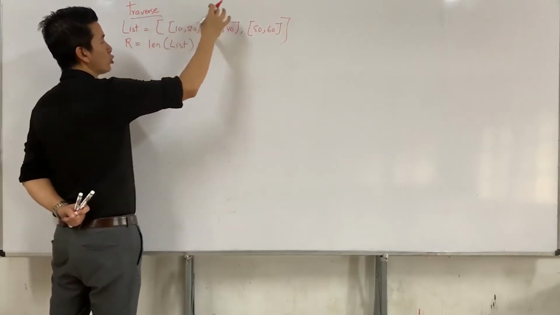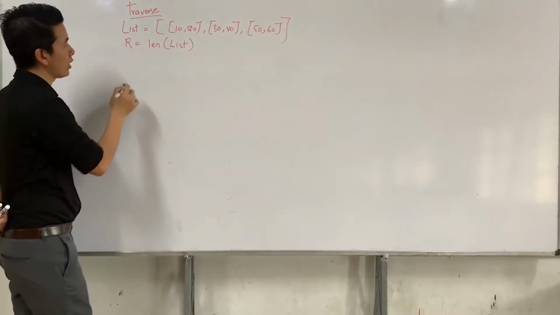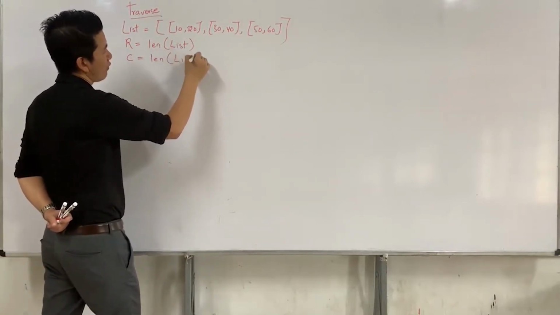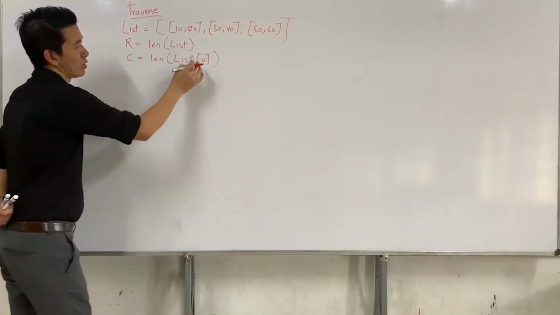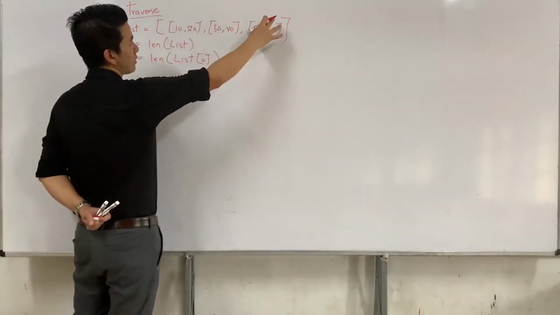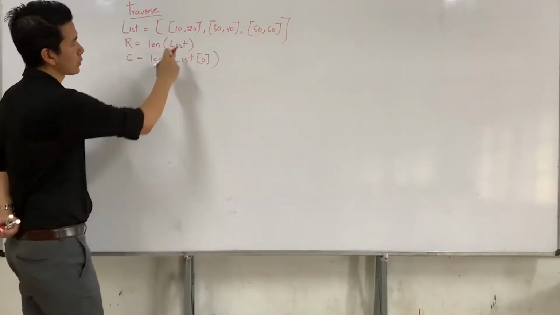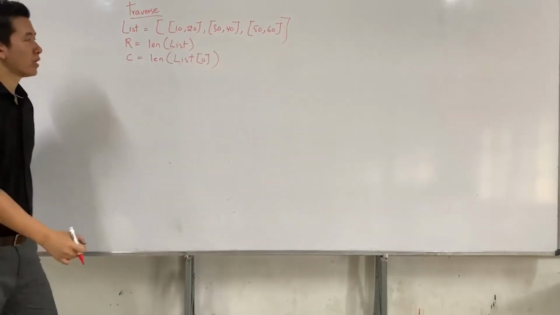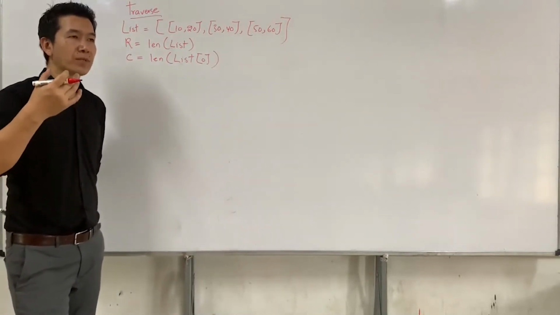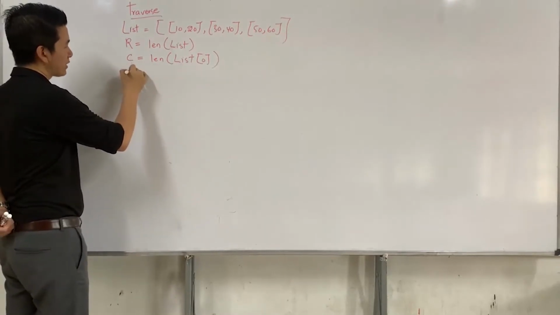So you have element number 1, 2, 3. So the answer is 3. 3 becomes the value of R, which means you have 3 rows, and the number of columns could be something like this, length of list of 0. So 0 means you're referring to the first element. 1 means second, 2 means third. Okay, when you check out the length of list of 0, it's nothing but 2. Even if you write 1, even if you write 2, you should still get the same answer because a 2D list should have similarly shaped lists as elements. Okay, and then now it's very simple.